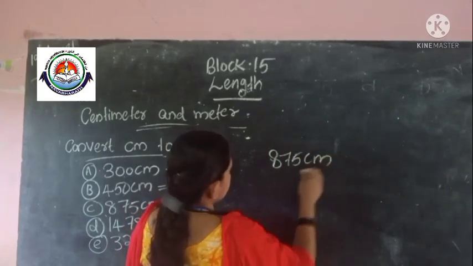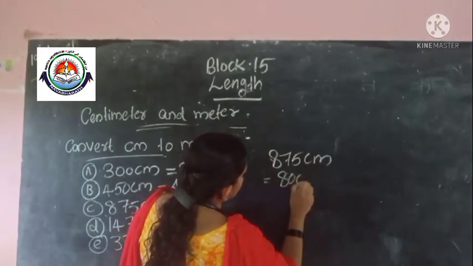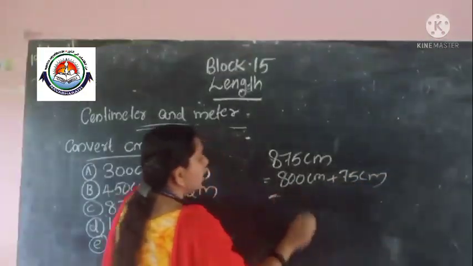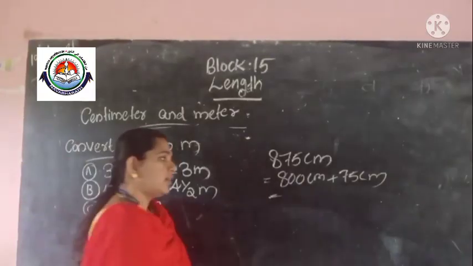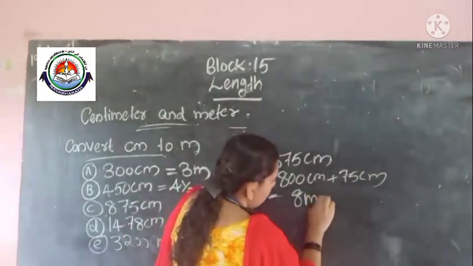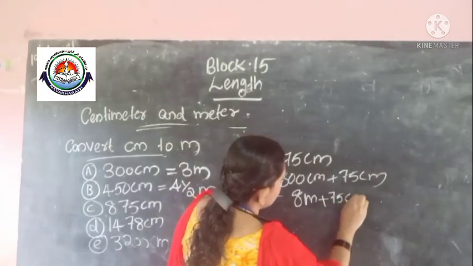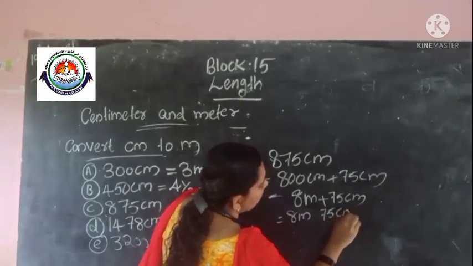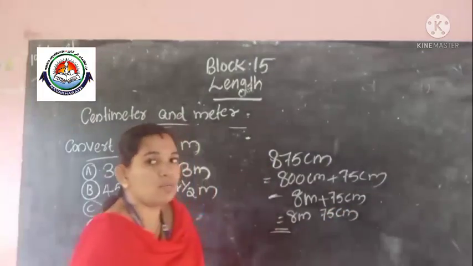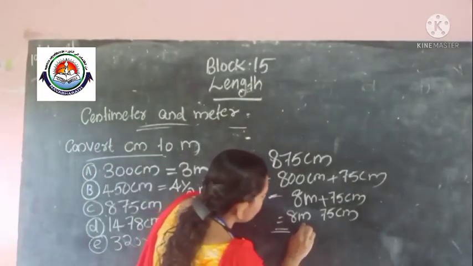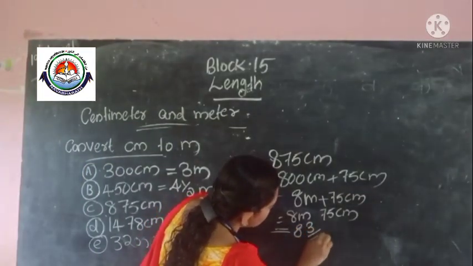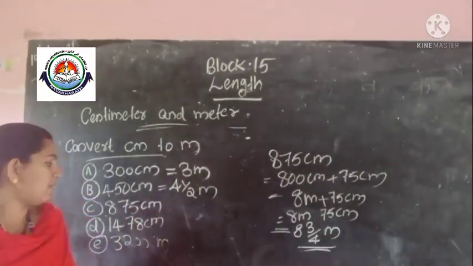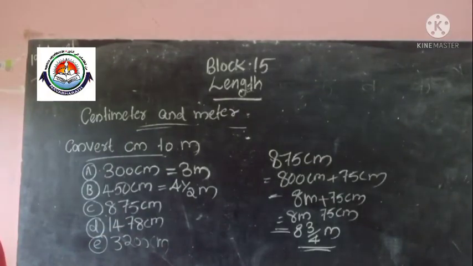Centimeter. So you write 800 centimeter plus 75 centimeter. 800 centimeter, how much meter? 8 meter plus 75 centimeter. So you can write 8 meter and 75 centimeter. Or 75 centimeter, how much meter? 3 by 4. So you can write 8 3 by 4 meter. Same way you want to do the remaining problems. Speed up.